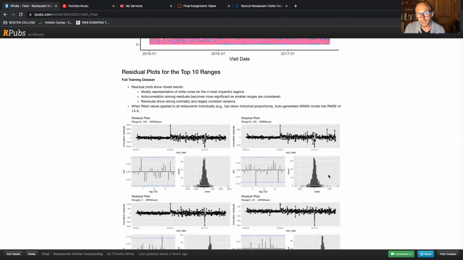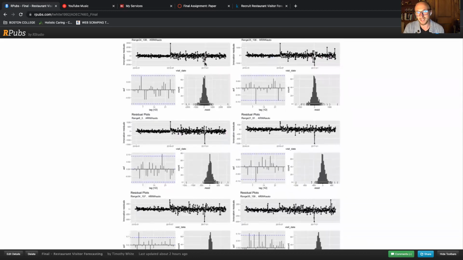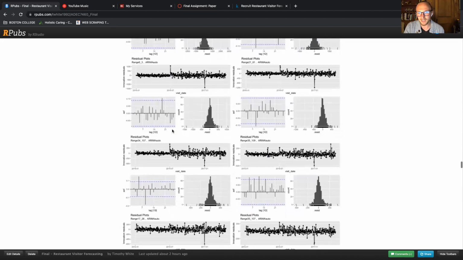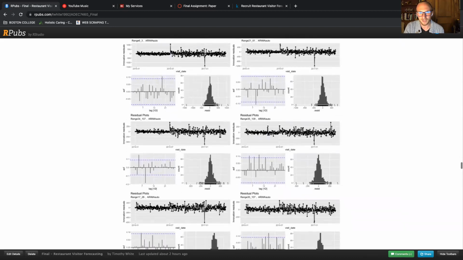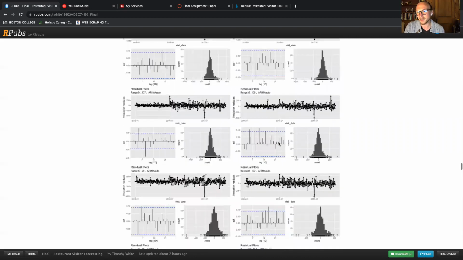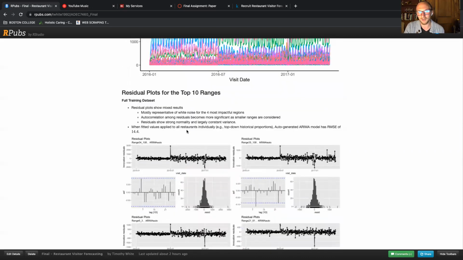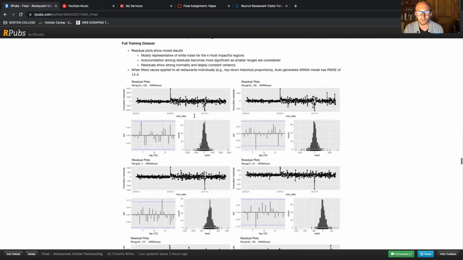Overall, I'd say they did okay. So on the full training data set, the auto ARIMA model, the residual plots largely look like white noise to me. Pretty constant variance, good normality. Some significant autocorrelation in the residuals as you get to these ranges that don't cover as many of the visitations. But again, overall, I felt like it did okay. Root mean squared error of 14.4 on the training data. And that was after I applied that at the restaurant level. So top-down approach using historical proportions.